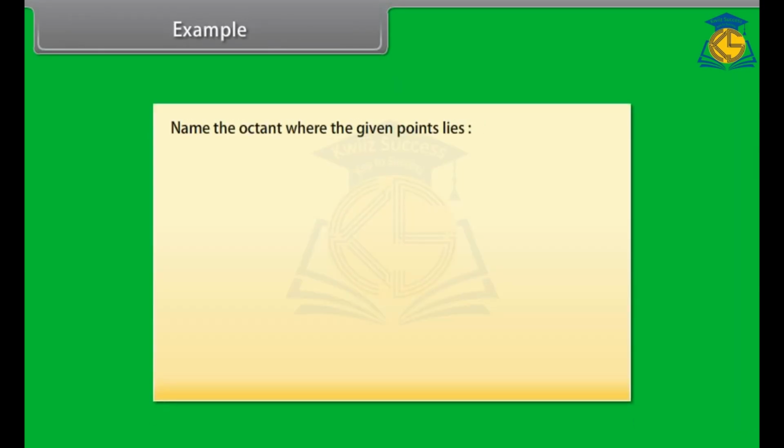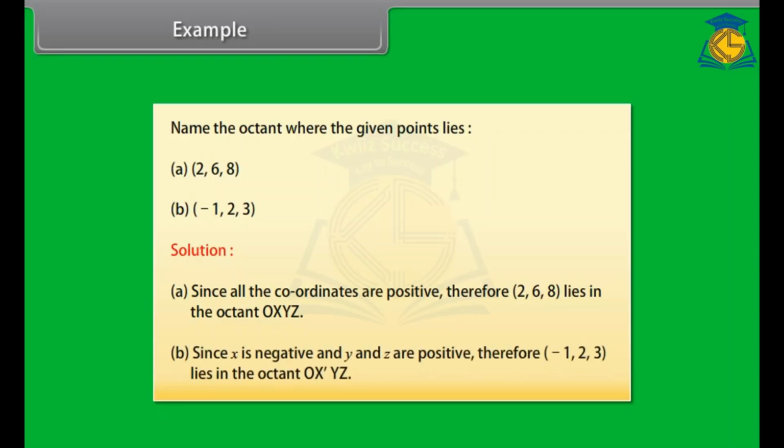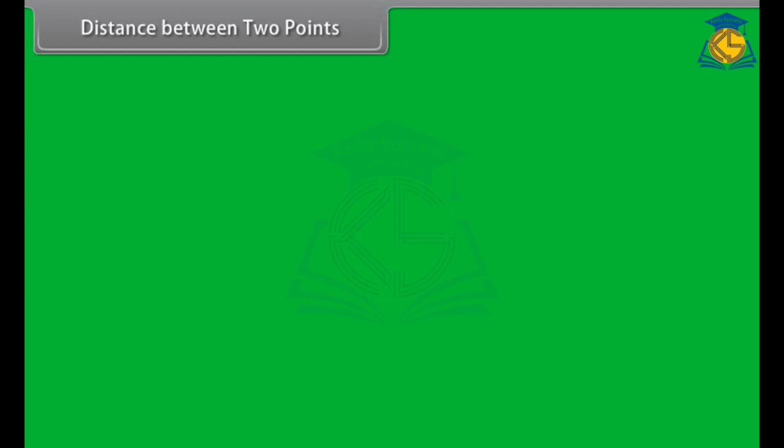Example: name the octant where the given points lie. 2, 6, 8 and -1, 2, 3. Solution: since all the coordinates are positive, therefore 2, 6, 8 lies in the octant OX, YZ. Since x is negative and y and z are positive, therefore -1, 2, 3 lies in the octant OX-YZ.